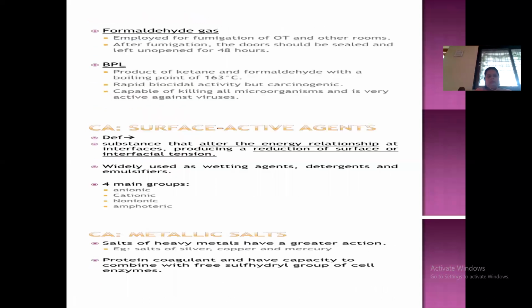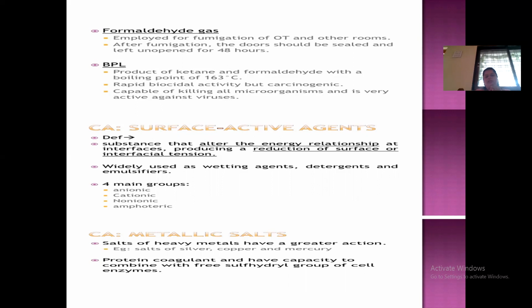Next are surface active agents such as cationic, anionic, non-ionic, and amphoteric groups. What are surface active agents? They are substances that alter the energy relationship at interfaces, producing a reduction of surface tension. An agent that reduces surface tension is called a surface active agent.